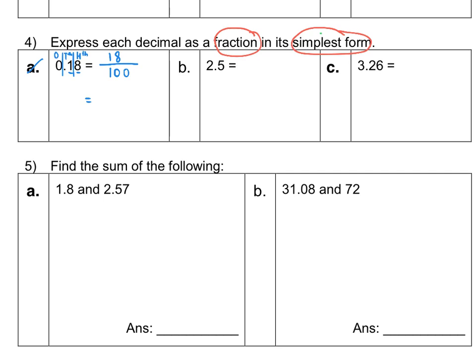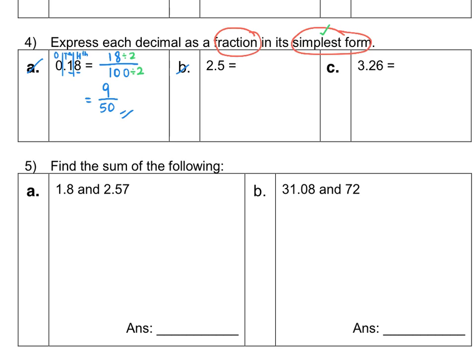Need to change it to the simplest form, so you divide by the same number. Both, we try from the easiest number. They can be divided by 2. So 18 divided by 2 is 9. 100 divided by 2 is 50. Okay, and can they be divided by 2 again? No, 9 cannot be divided by 2. So this is the answer for part A.